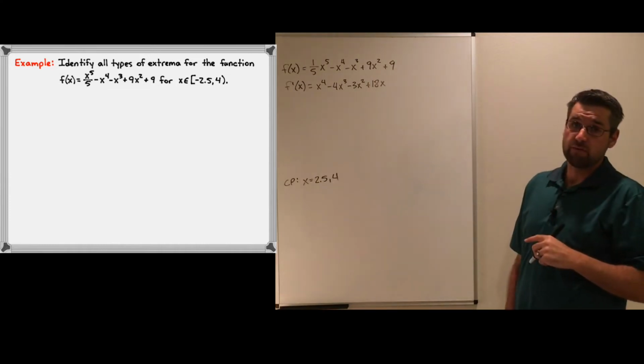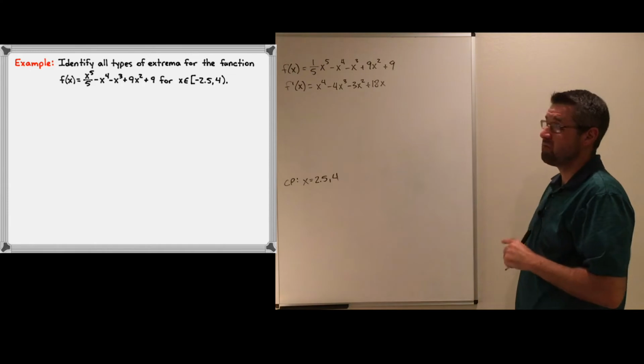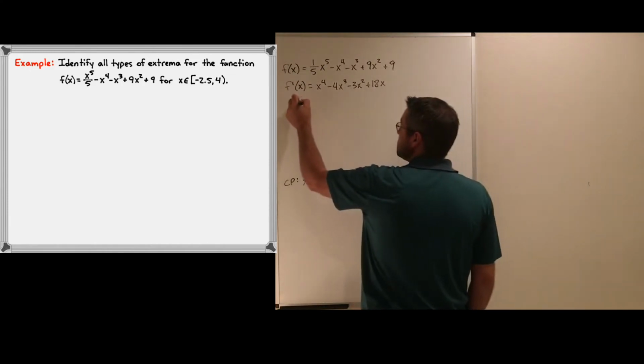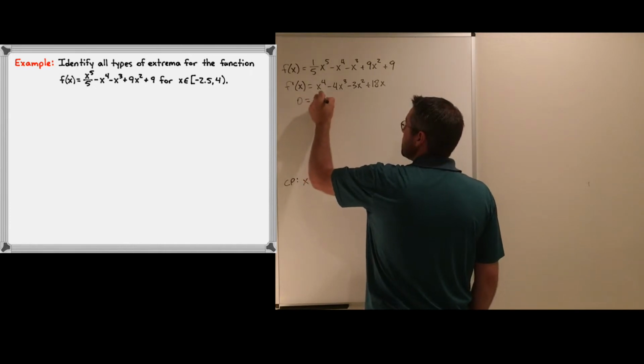So that's the derivative. Now we need to figure out when the derivative is equal to 0. So we're going to set the derivative equal to 0 here. Okay.